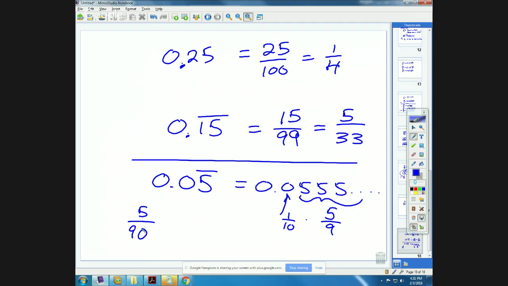1/10 and 5's repeating. Yeah. And we could reduce this a little bit. What would it be, 1/18, I think? But it's that pattern up there.